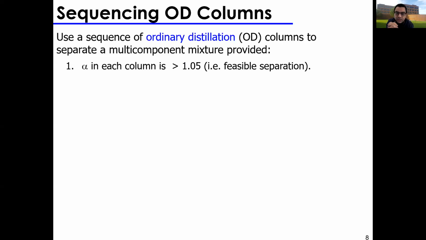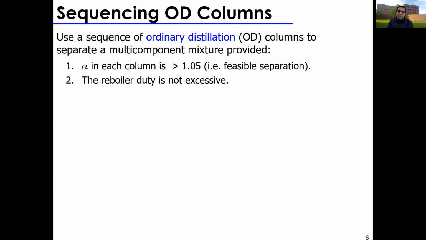your ordinary distillation columns. The alpha, or the relative volatility, should be greater than 1.05, which means this separation is feasible. If I'm separating 2 components and I calculate the relative volatility and it's 1, or it's less than 1.05, then this separation will not work out, right? Due to many factors, both thermodynamic and operational, realistically, it's not going to work out.